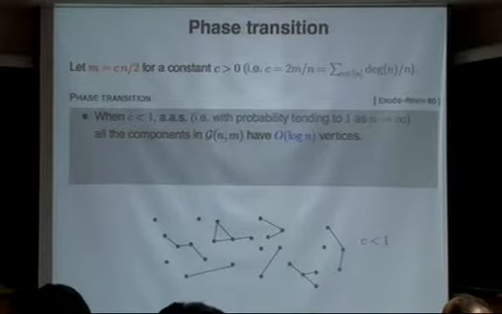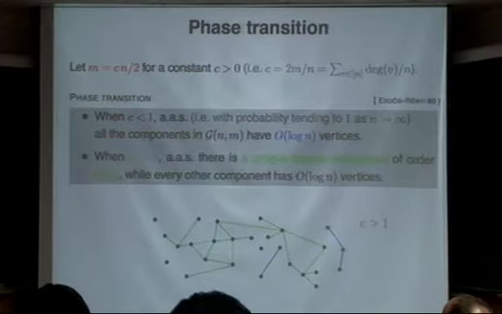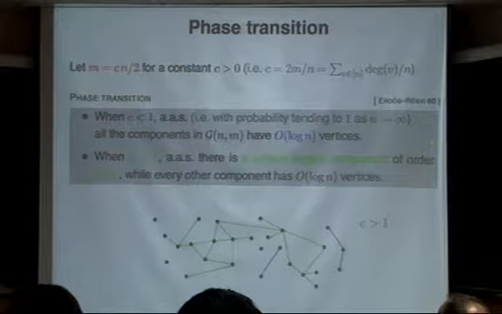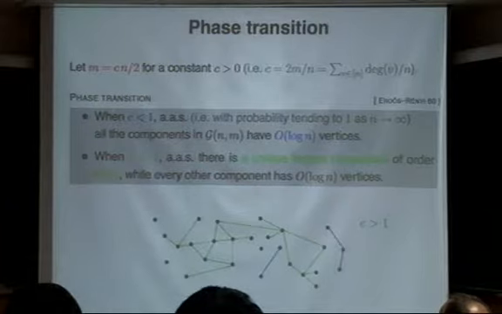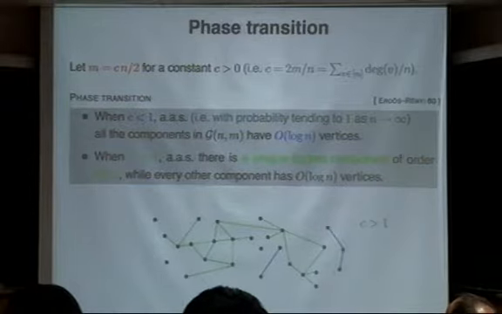On the other hand, if the average degree c is larger than 1, then a.a.s. there is a unique largest component of linear order, while every other component is small, small meaning the component of order at most O(log n). And we call such a unique largest component of linear order the giant component.